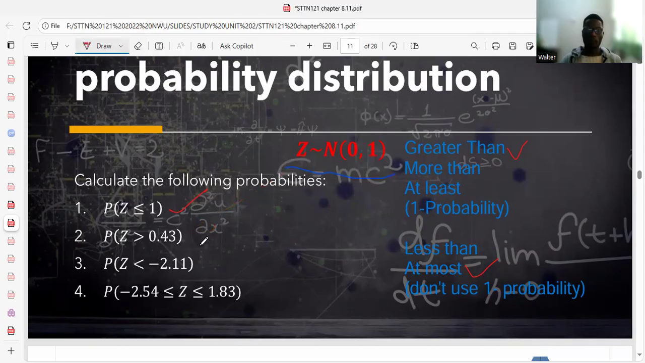Now, for 3, they said the probability where z is less than negative 2.11. Remember, when we're dealing with less than, what do you do? You don't use 1 minus.